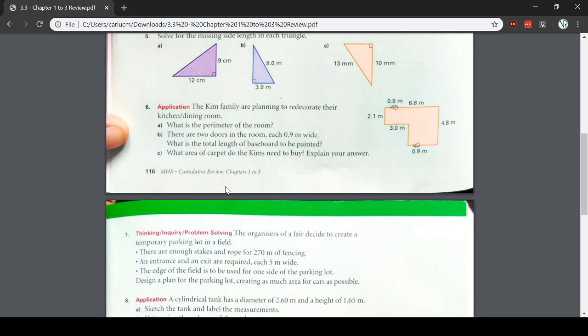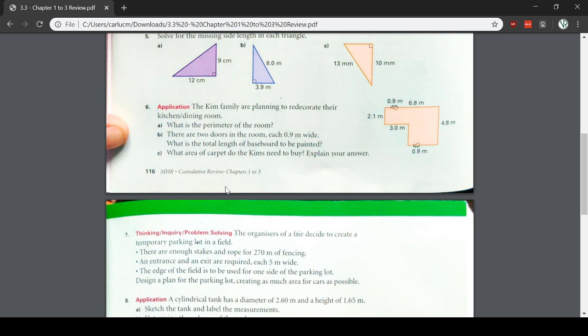Just to talk about number 6, the Kim family are redecorating their kitchen and dining room. What are we doing here? Well, we're looking for the perimeter of the room. We want the whole perimeter, so we include the doors. Those doors are marked off by the little, looks like a door opening into the room. Those are the 2 doors. So the 0.9 meters. There's 2 of them there, one at the top, one at the bottom. We use those as well.